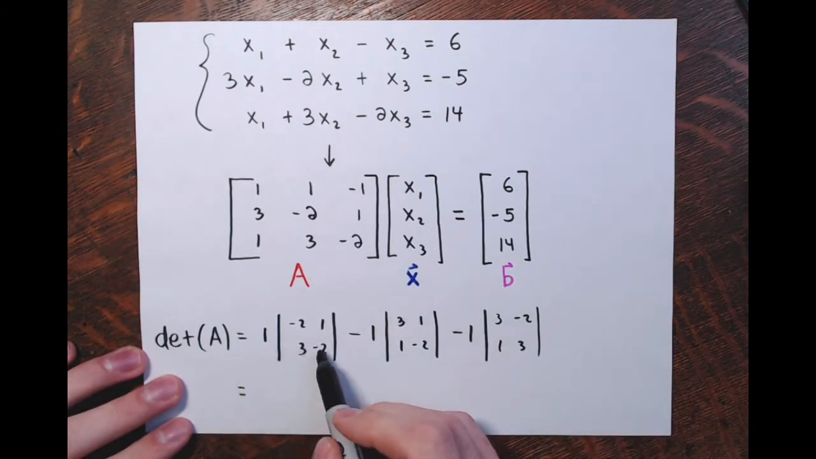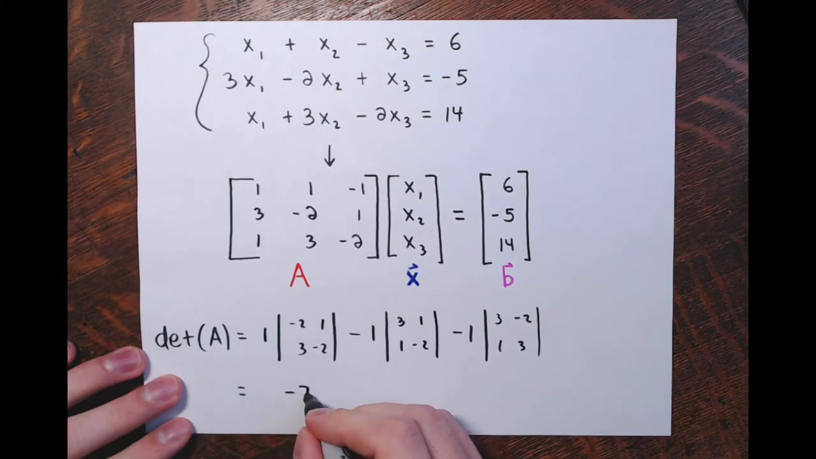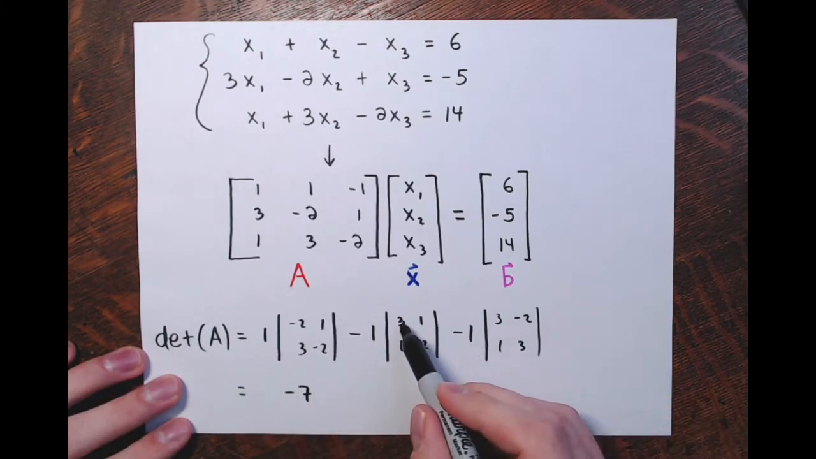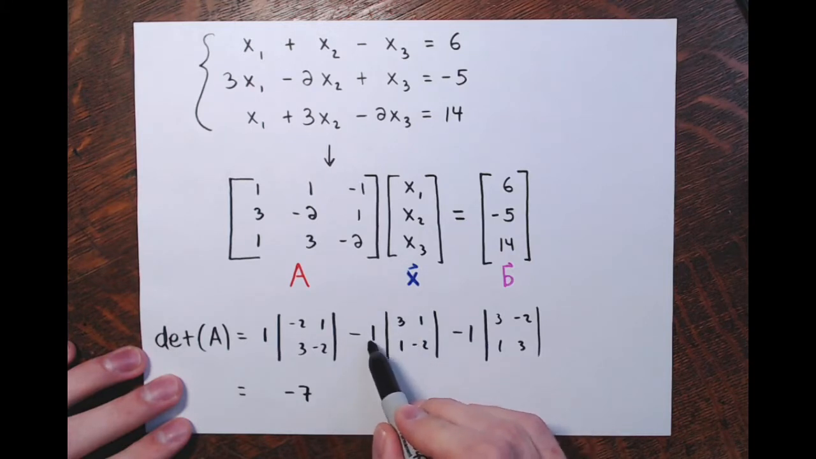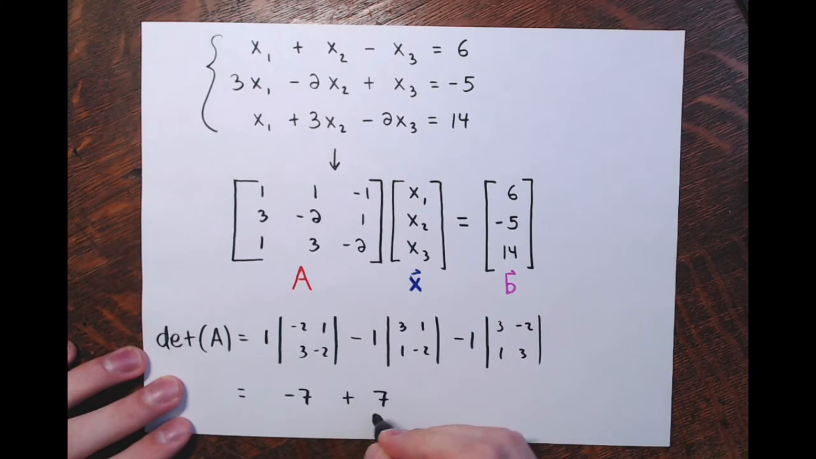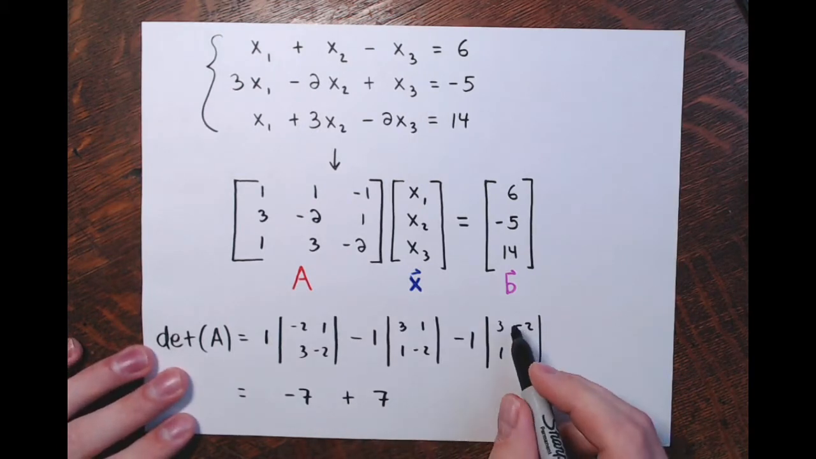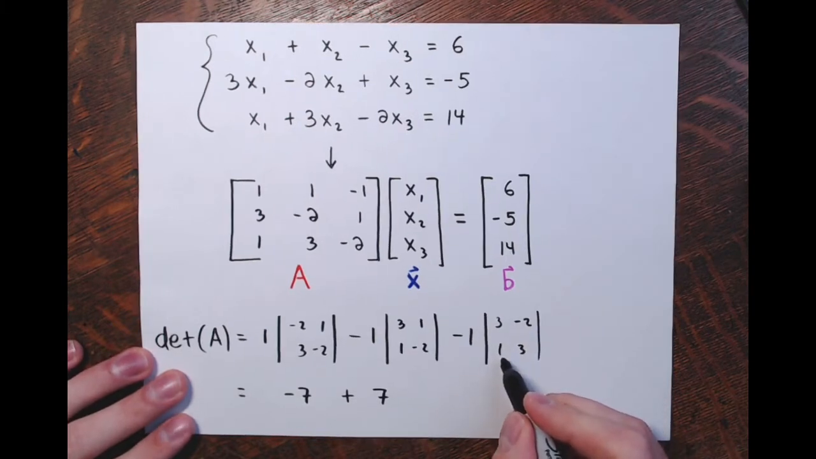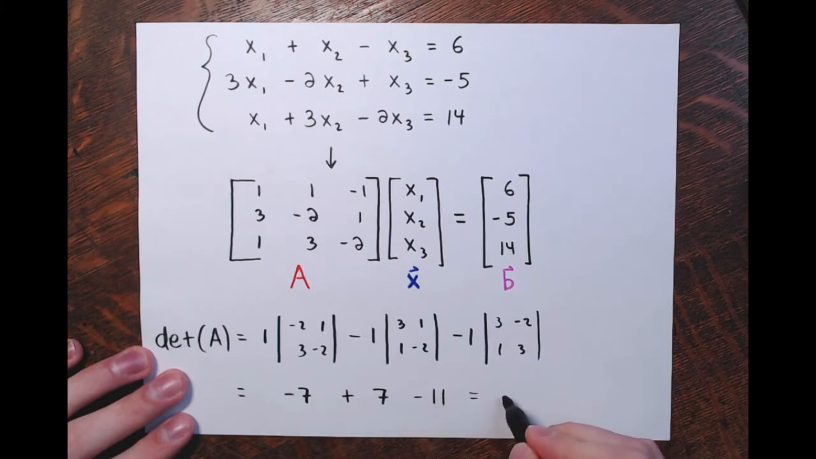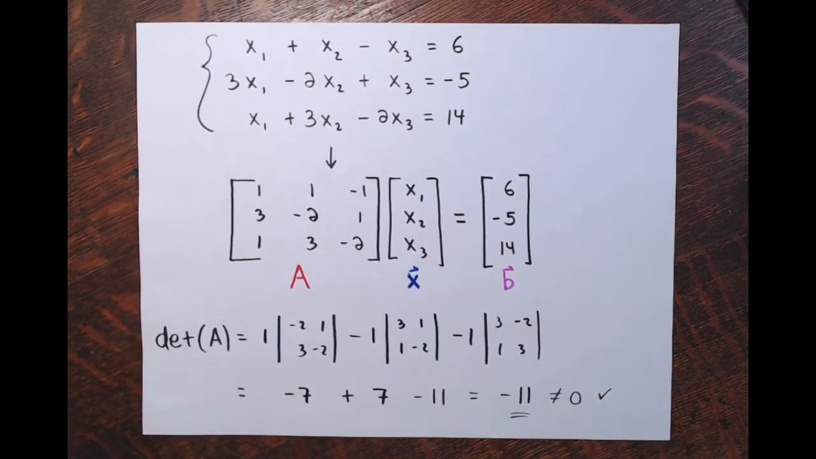So this is negative 4 minus 3, that's negative 7, times 1. This is negative 6 minus 1, it's negative 7, but then times negative 1 would be plus 7. So right now we have 0. And then here we have 9 minus negative 2, which would be 9 plus 2, that'd be 11, so minus 11. So this is negative 11. This is not 0, good, right? The determinant of the coefficient matrix is negative 11.